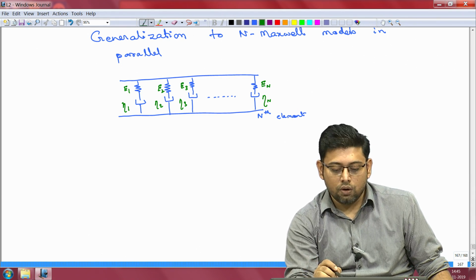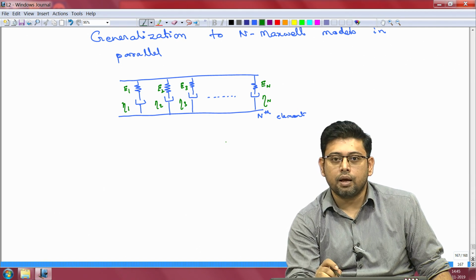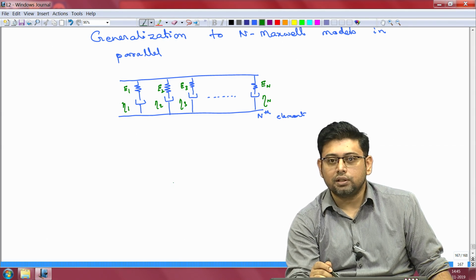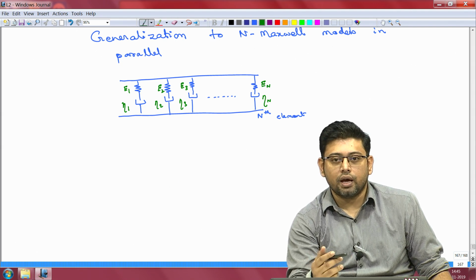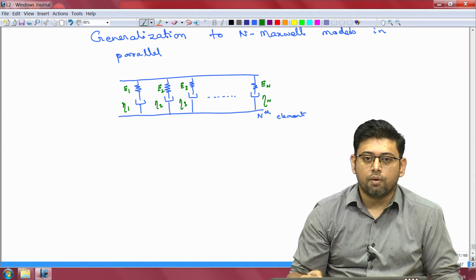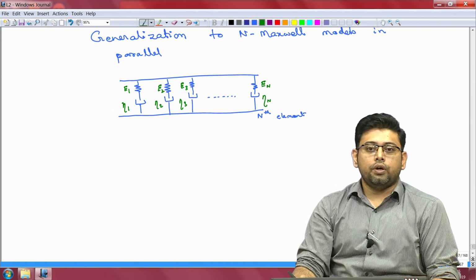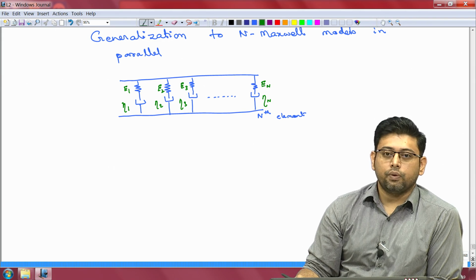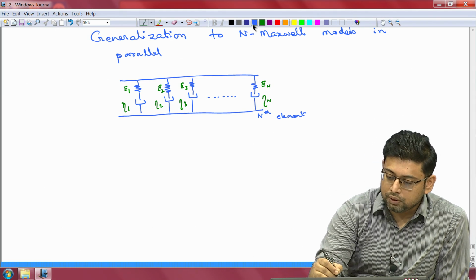So, the question is now that once we have this n number of Maxwell models, what should be the correct differential equation relating stress and strain. We have already seen how to do this. We are just going to repeat the same procedure, but now there is just one complexity, that we have n number of elements. So, let us write down from our previous experience the force balance equation and the displacement equation. What will those be for this particular case?